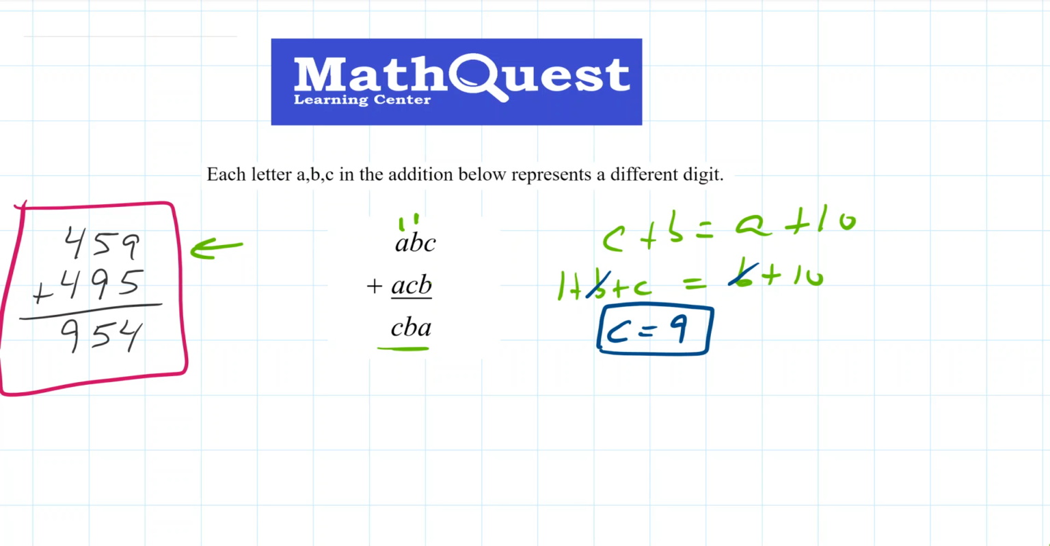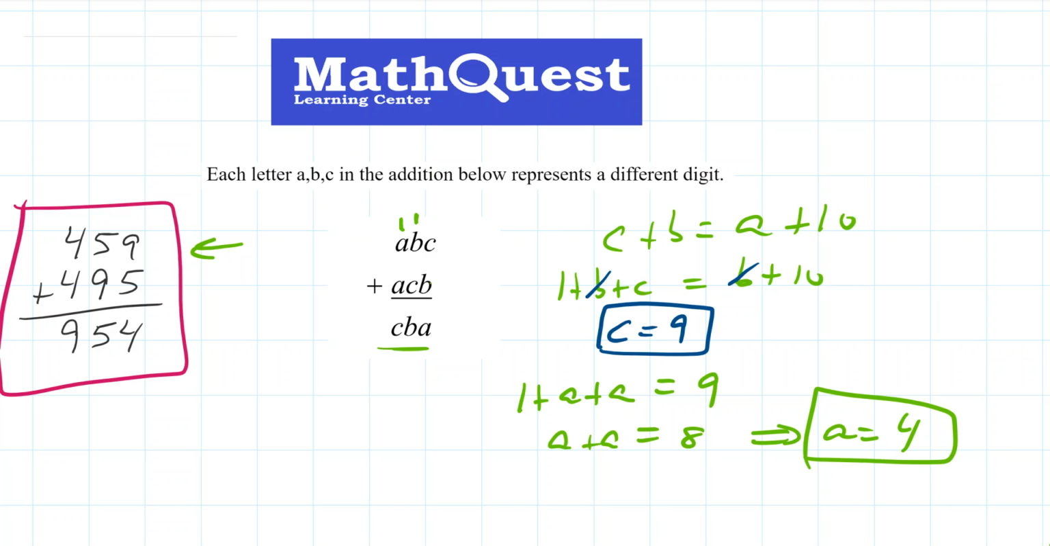Right, now because I had another regrouping there, I can also see that 1 plus A must be equal to 9. Well, that means that A plus A must be equal to 8, which means that A must be equal to 4. All right, now we're really making progress.